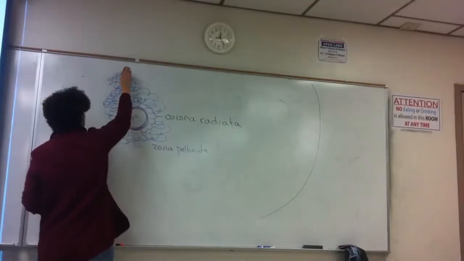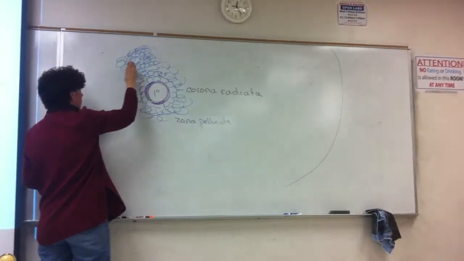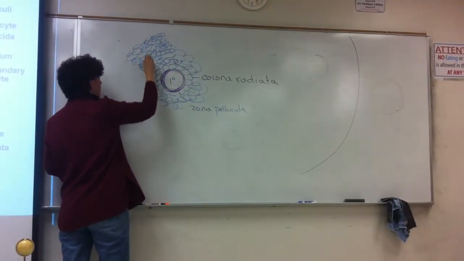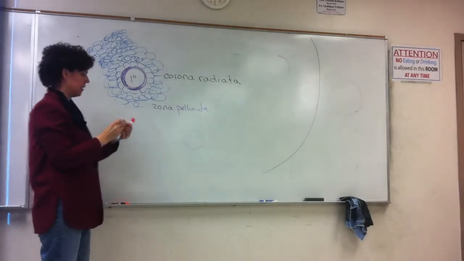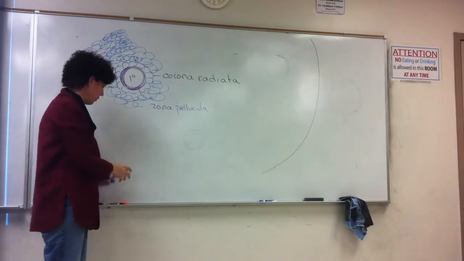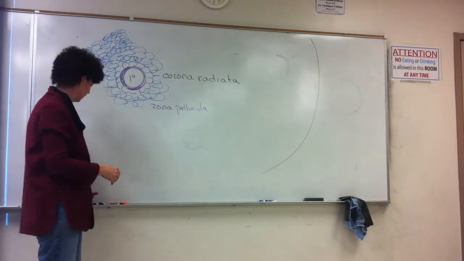Those cells form a stalk that connects it to the wall of the follicle, if you will. And this stalk is known as the egg cloud or cumulus oophorus.